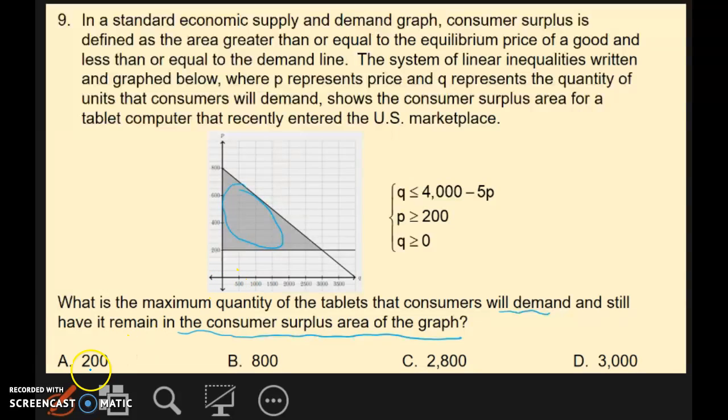So 200. If I go to 200 on my demand, that's somewhere between the 0 and 500. Just kind of follow it up. It definitely has some areas that are in the consumer surplus. If I go to 800, again, I'm not worried about price. I just want to see if there's a vertical coordinate, or sorry, a horizontal coordinate that matches up. I go to 800 and I follow it up. There's definitely some region in there.